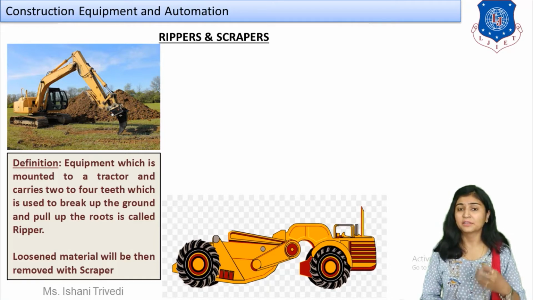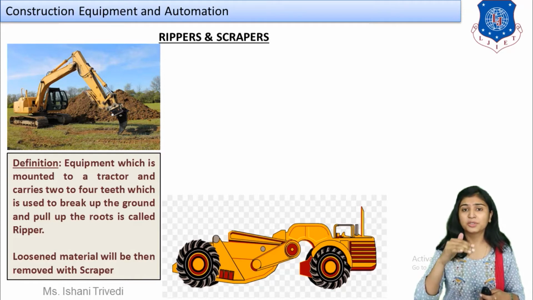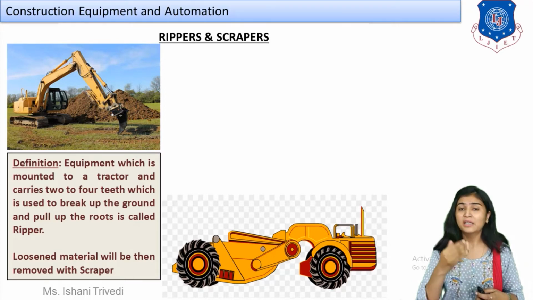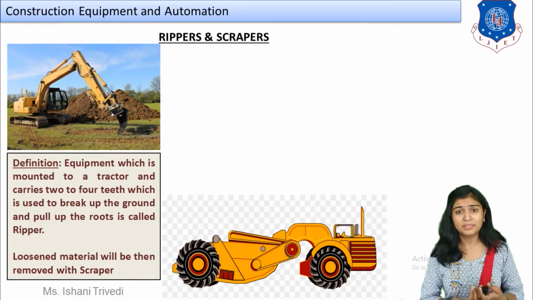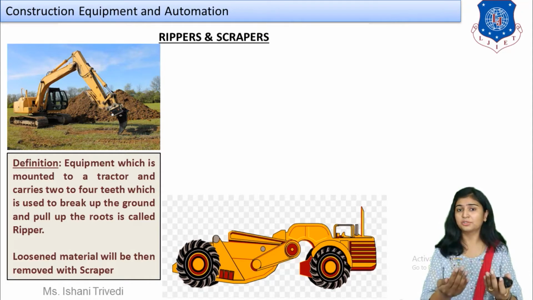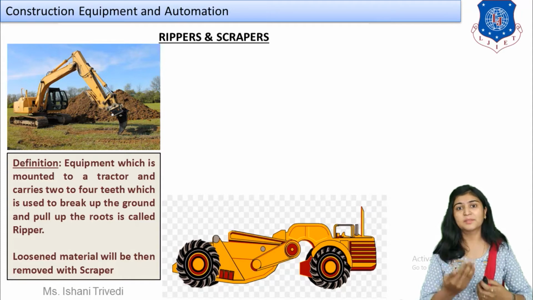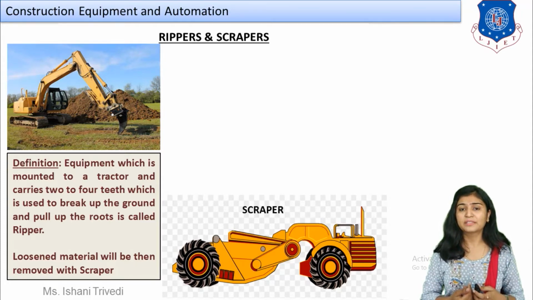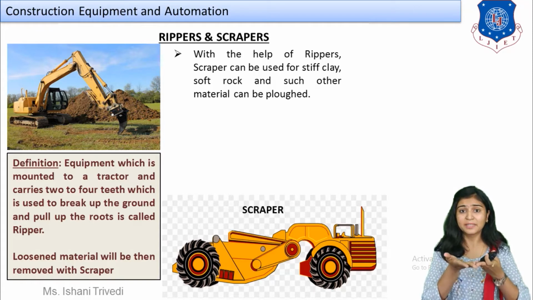The loosened material, meaning once you are done with the ripping process and have ripped out the soil completely, about which I am also going to show you a video clip today. Once you rip it off, the material will be loosened, and then the scrapers come into the picture, which you can see right in front of you. You can see the scraper flashing in front of you in yellow color. The scrapers will have blades at the bottom.